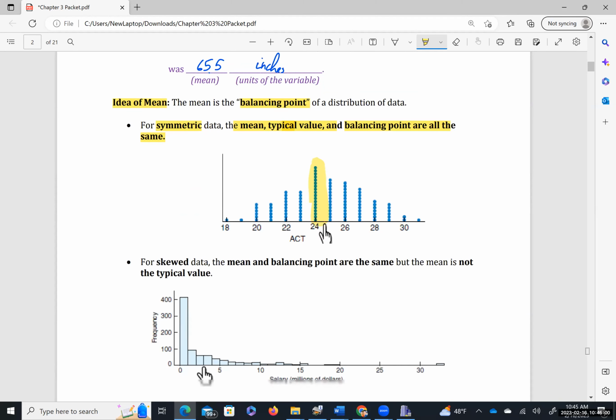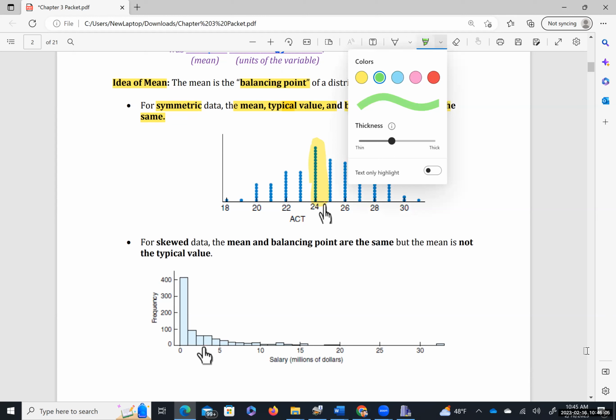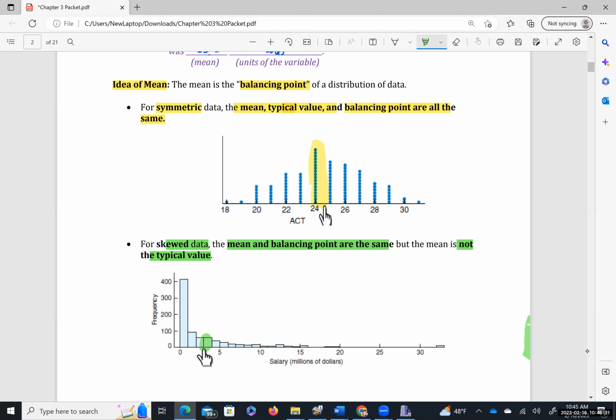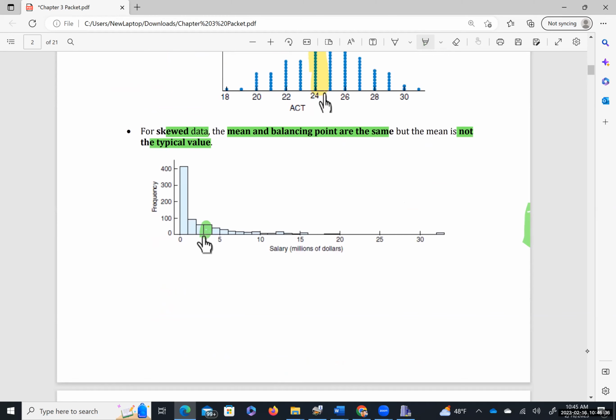So what about for the school data? Right, school data. What about that? I'm going to use another color. The mean and balancing point are the same. But the mean is not the typical value anymore, because you can see that the mean for school is around here, right?